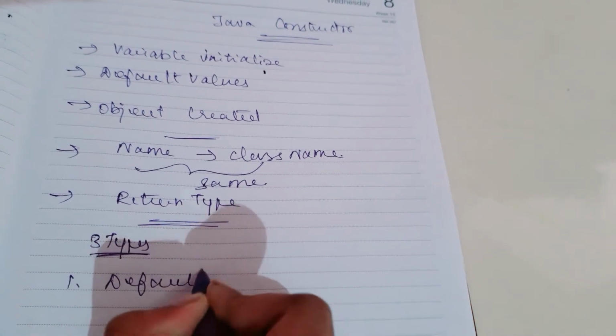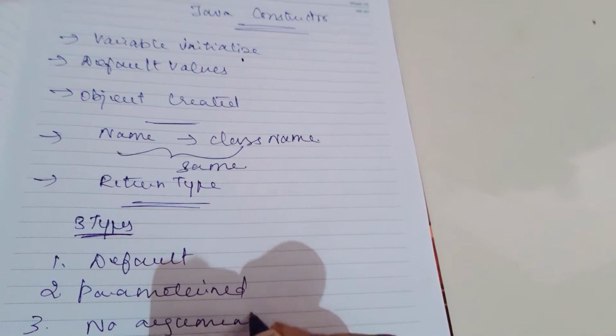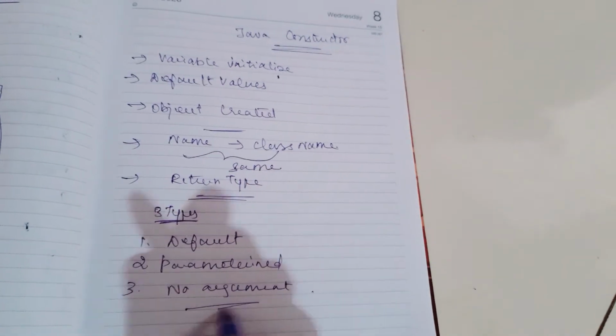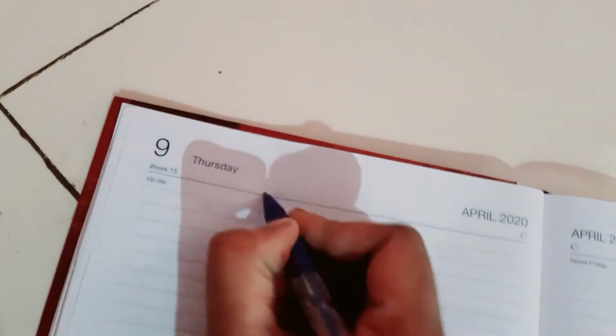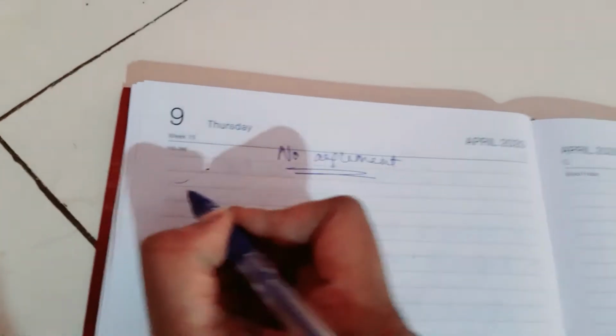There are three types of constructor. First one is default, then there is parameterized, and then we have the no argument constructor. We'll see the types one by one. First I'll talk about the no argument constructor, because it will be better to understand the rest of the two constructors. I'll explain with an example.